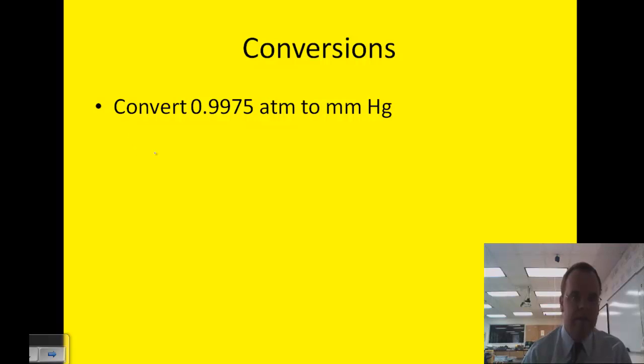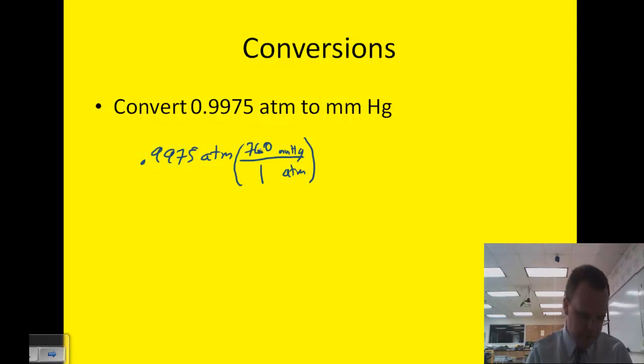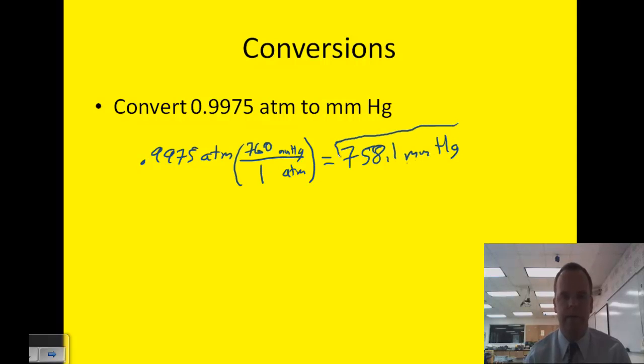0.995 atmospheres is our conversion factor. We want to get rid of atmospheres. We want to go to millimeters of mercury. Our conversion factor, 1 atmosphere, is 760 millimeters of mercury. We get 758.1 millimeters of mercury.